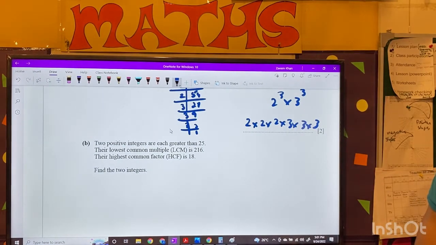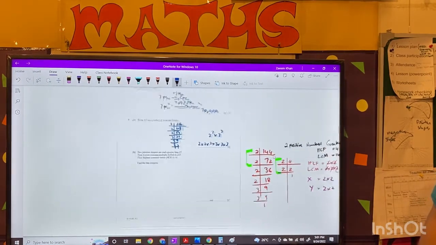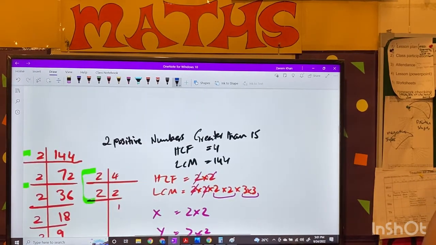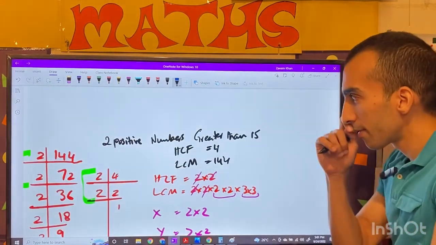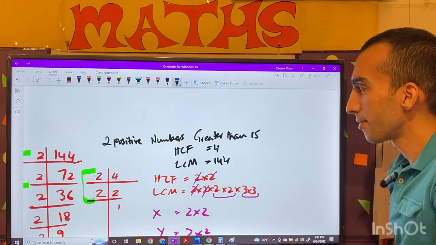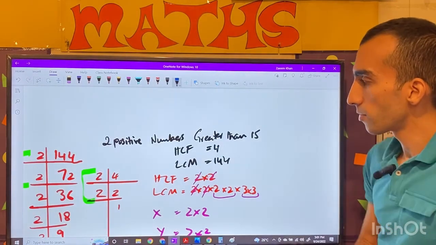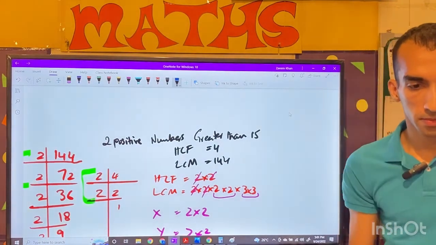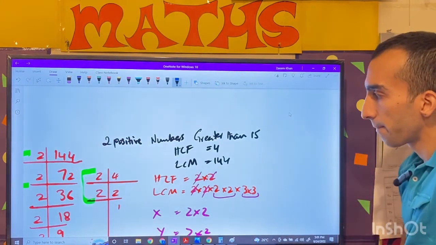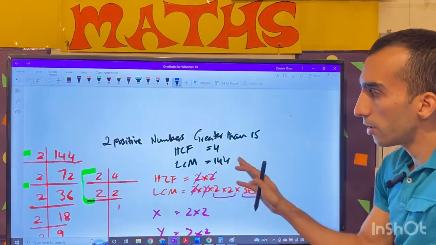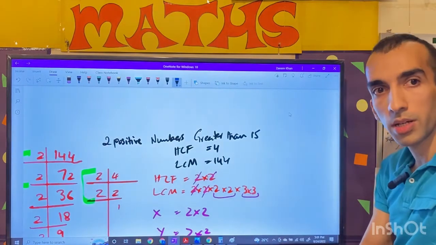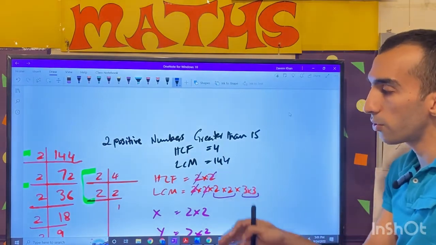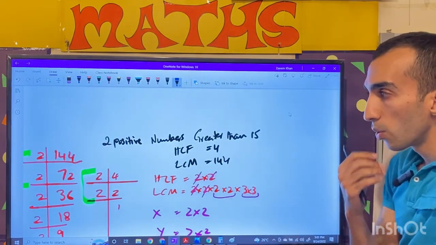Would you be able to explain? Sure, sir. Here we go. हाँ चलो start. So the question says we have two positive numbers which are greater than 15. So both of them need to be more than 15. They've given the HCF as 4 and the LCM as 144. So up till here ये question है कि दो positive numbers हैं greater than 15. उनका HCF when you divide by division method you get 4. LCM is 144. What are we going to do next?